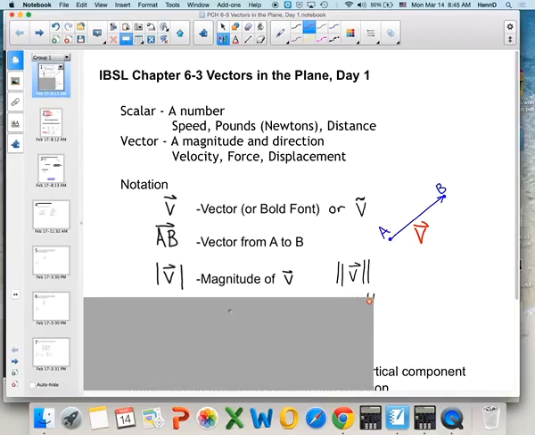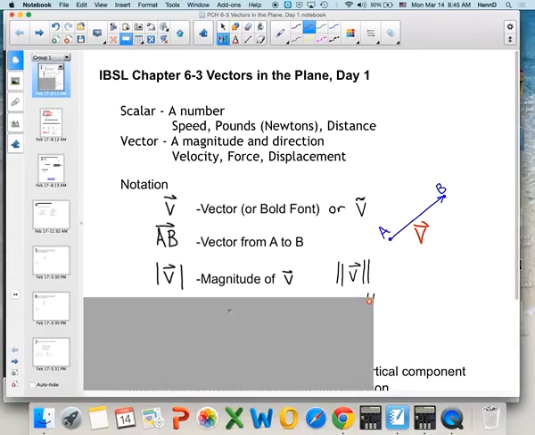Now, another element here that we need to consider, we said that a vector has magnitude. Magnitude, we use this notation here. It looks like the absolute value symbol. Sometimes to avoid confusion, we'll use the double, like you see here on the right, the double vertical lines. Either way, that's talking about the magnitude of vector v. Okay?